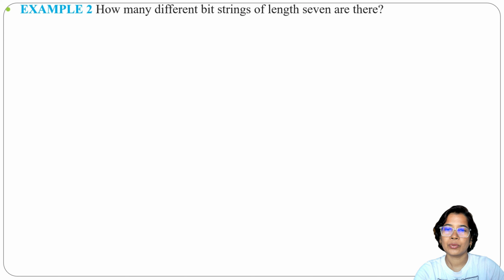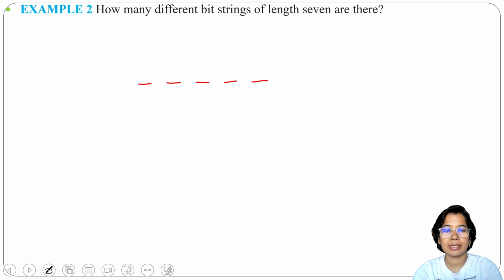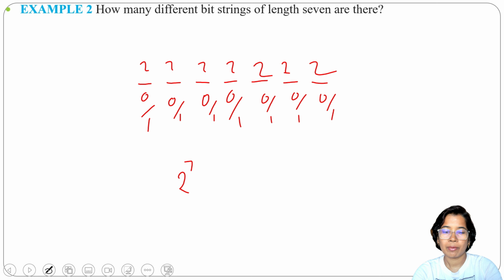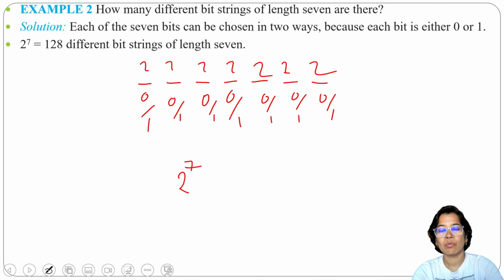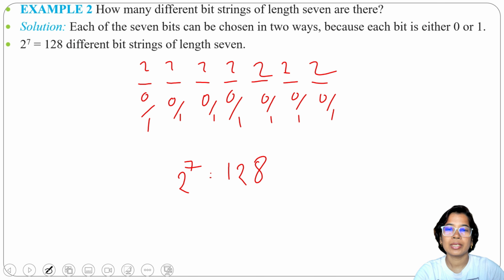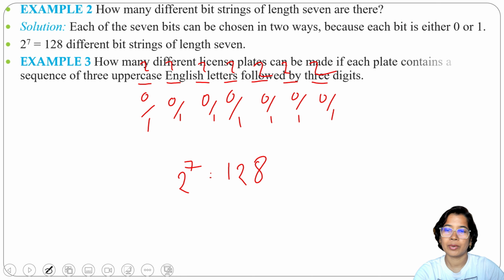Next, example 2. How many different bit strings of length 7 are there? So we have length 7, and how many different bit strings are possible of length 7? In each place there can be either 0 or 1. So a total of 2 power 7 bit strings are possible. 2 power 7 is 128. So a total of 128 different bit strings of length 7 are possible.